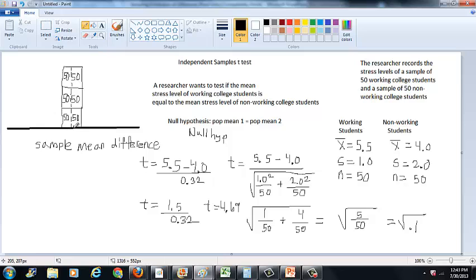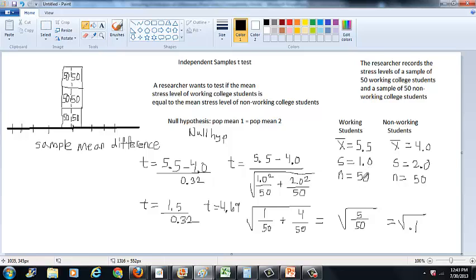First let's talk about what's on the number line. On the number line, you have the sample mean difference, which is whatever you get by subtracting the mean of one of your samples by the mean of the other sample. Or when you subtract the mean of sample one by the mean of sample two.